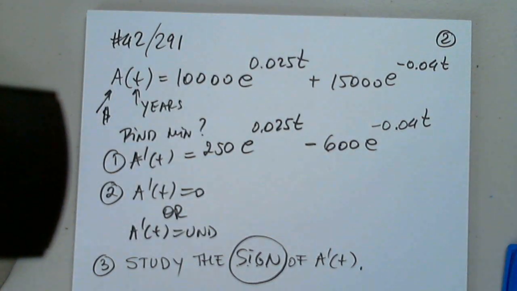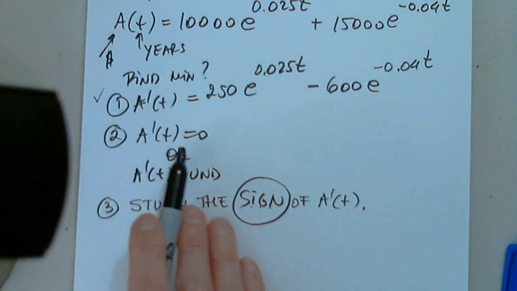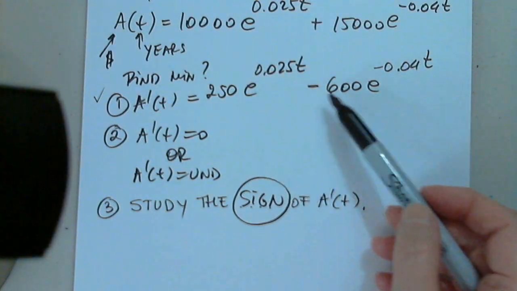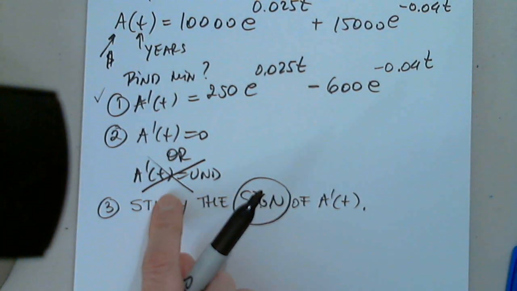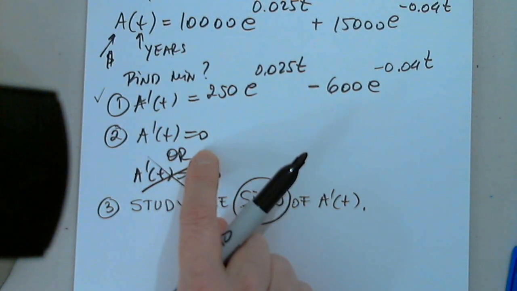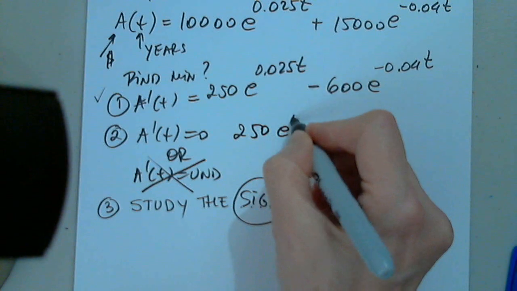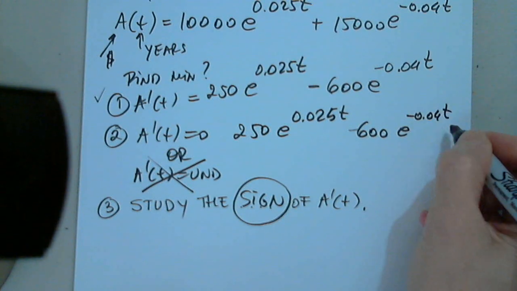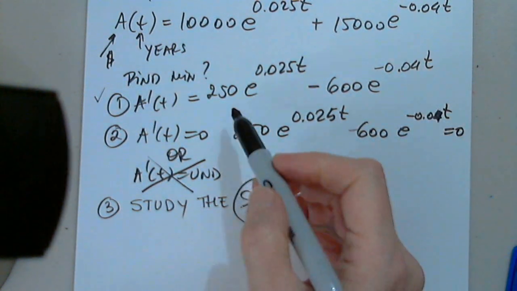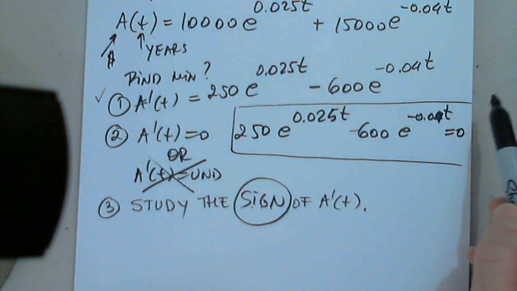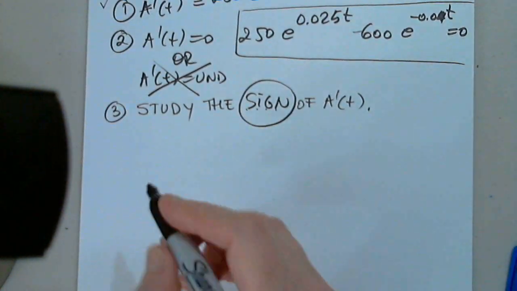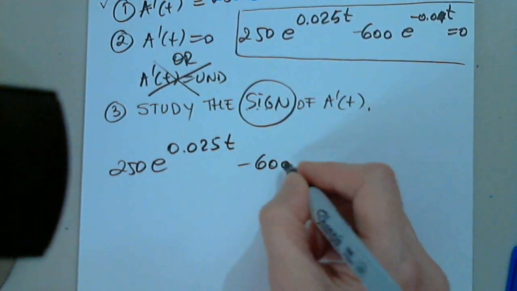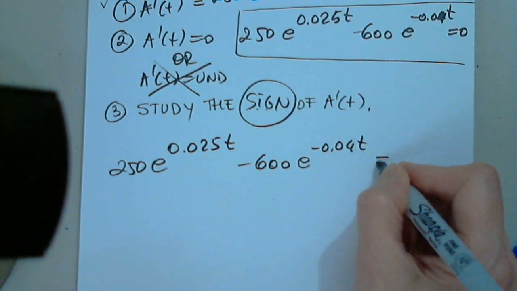Okay. Good. So now we accomplished number 1. In number 2, this always exists. It's an exponential function. So we're not going to have anything from undefined situation. But I have to solve this equation. So I have 250 e to 0.025t minus 600 e to negative 0.04t equals 0. So I'm assuming that that was a difficulty. So let's do this together.